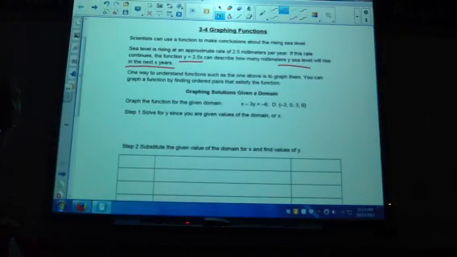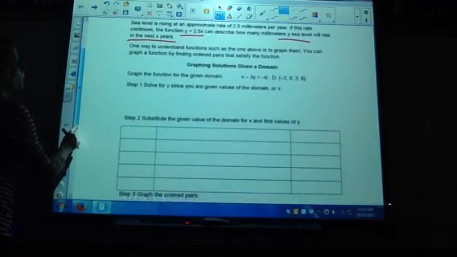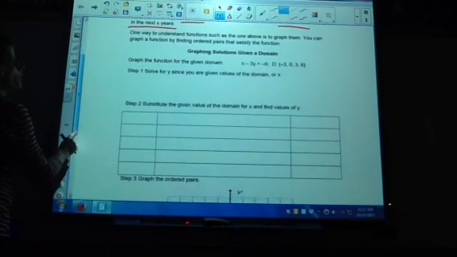So, one way to understand functions such as the one above is to graph them. You can graph a function by finding the ordered pairs that satisfy this function, given a domain. Okay, so that's what we're going to do today. Graph the function for the given domain.